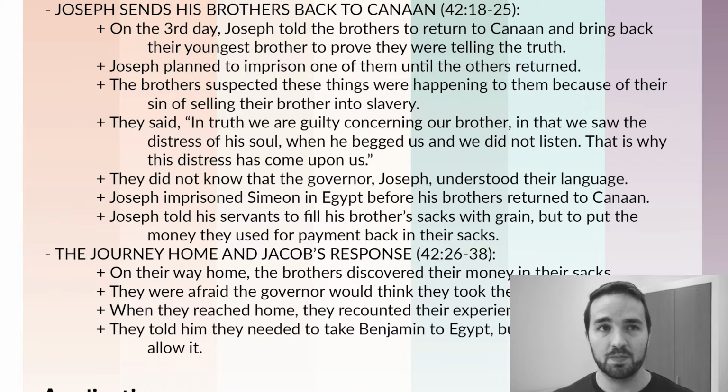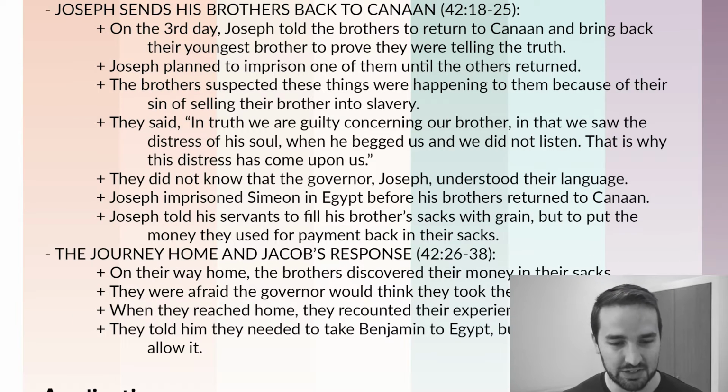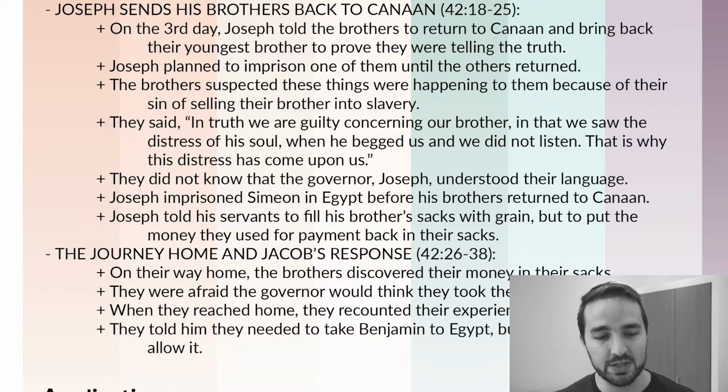The brothers suspected that these terrible events that were happening to them were happening because they were guilty of that sin that they had committed 20 years ago of selling their brother into slavery. And they said, quote, "In truth, we are guilty concerning our brother, in that we saw the distress of his soul when he begged us and we did not listen. That is why this distress has come upon us."